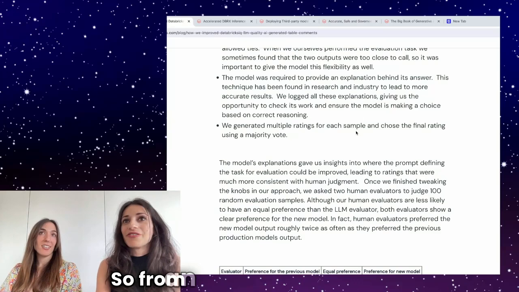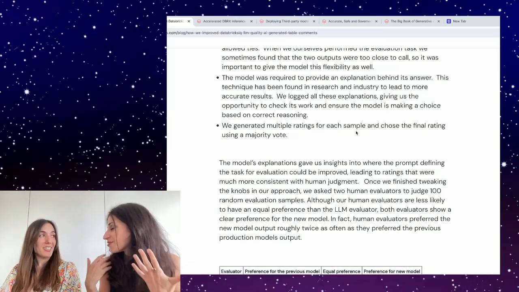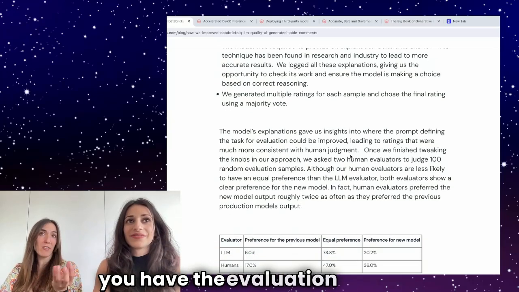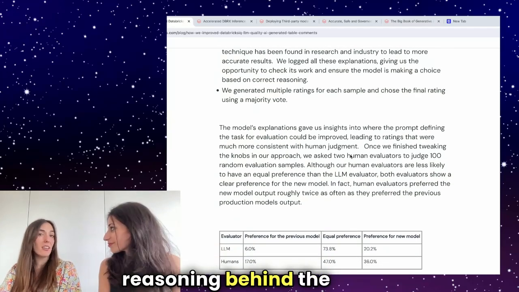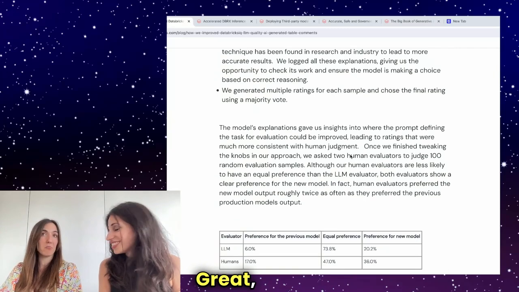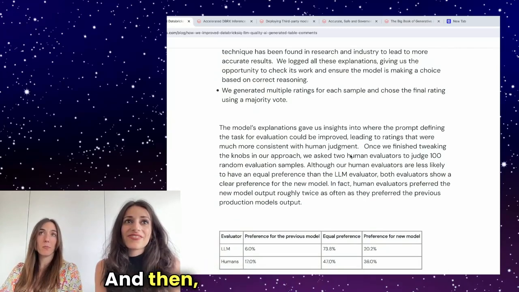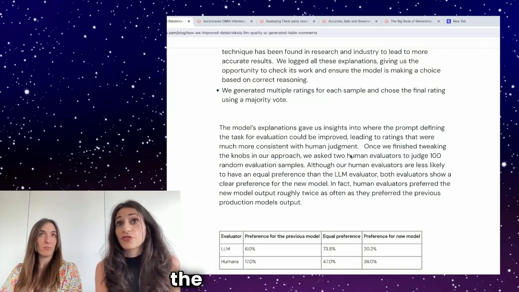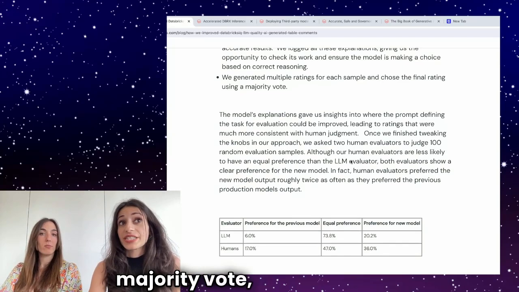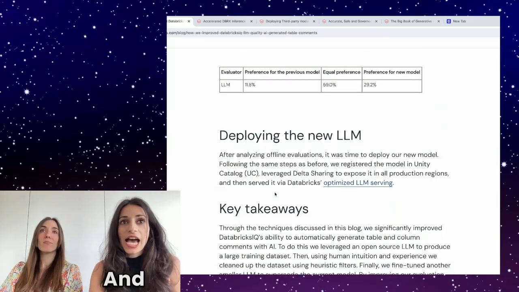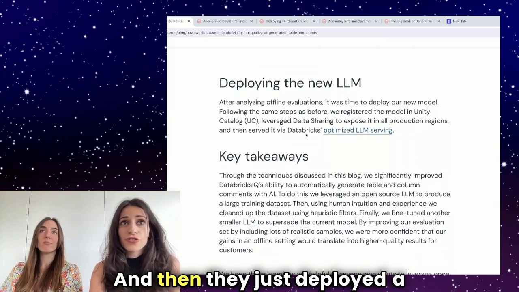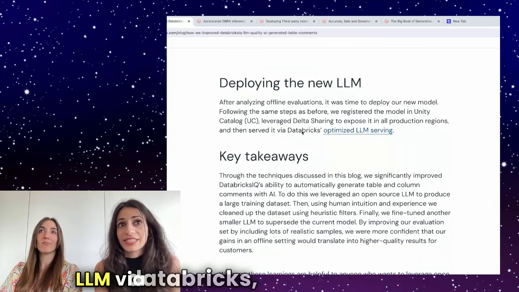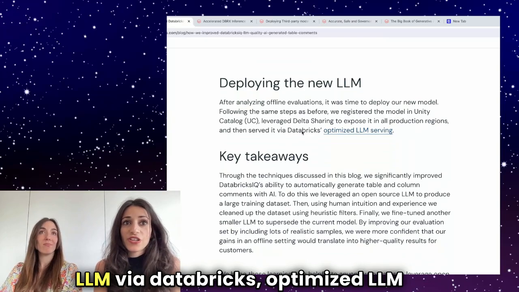So from an evaluation perspective, excellent. Because you have the evaluation and then the reasoning behind the evaluation for its answer. Great idea. And then they generated multiple ratings for each sample and chose the final rating using a majority vote, which is pretty cool. And then they deployed the new LLM via Databricks optimized LLM serving.